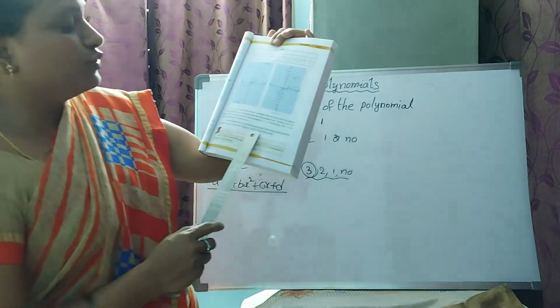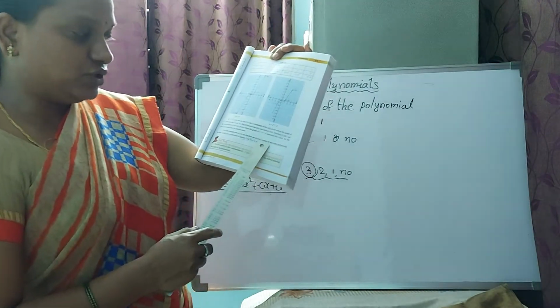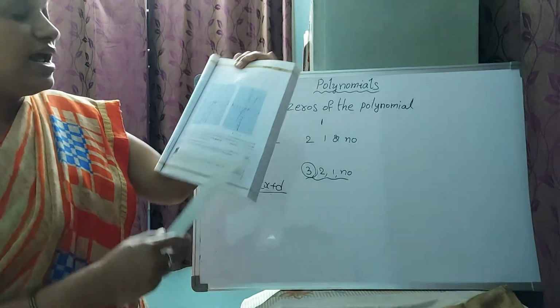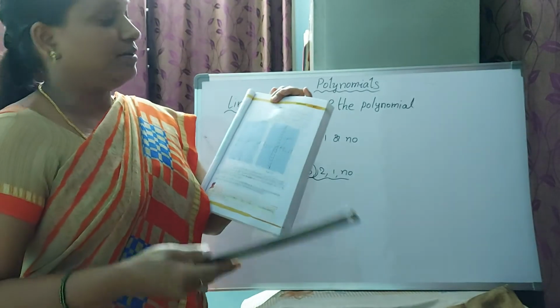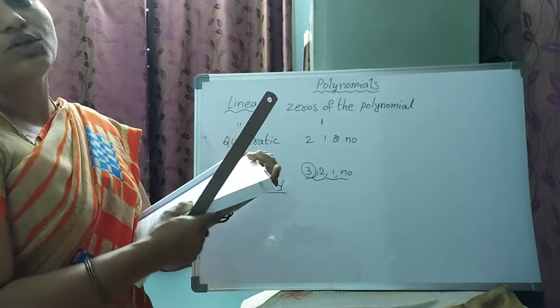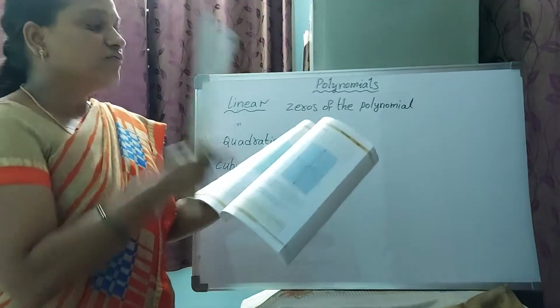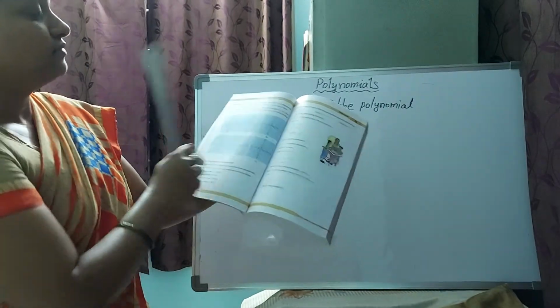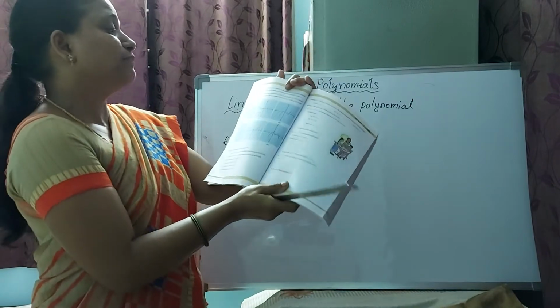See what he told you. There are at most 3 zeros for any cubic polynomial. At most 3. Maybe 3, maybe 2, maybe 1 also will be there. Now we'll come to example 1.